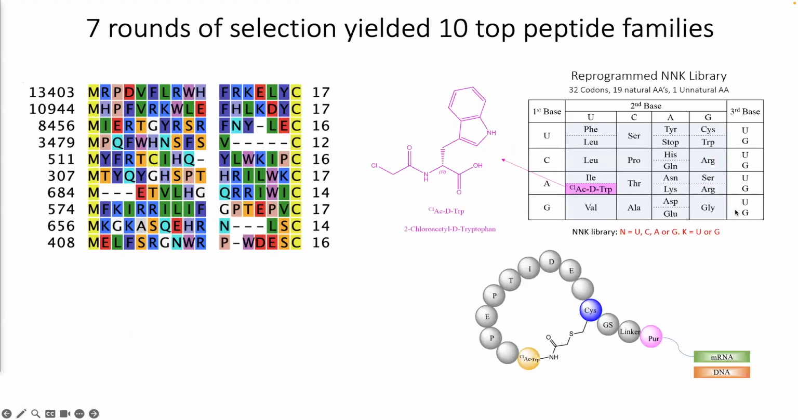And after 7 rounds of selection, we obtained a library of 10 peptide families. The top 10 of these sequences are shown here. These are all scrambled. They're all cyclized, and they range in length, as you can see, from 12 to 17 amino acids. And at this point, we were going to do more screens.